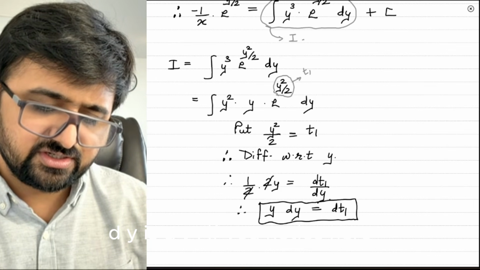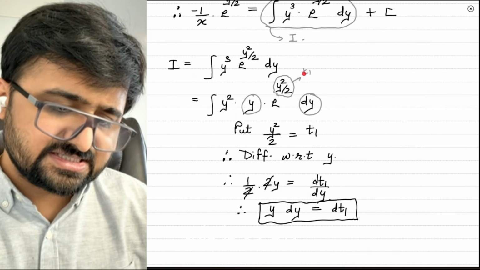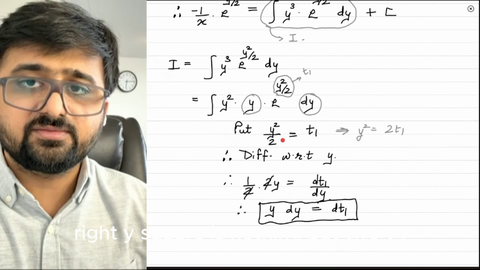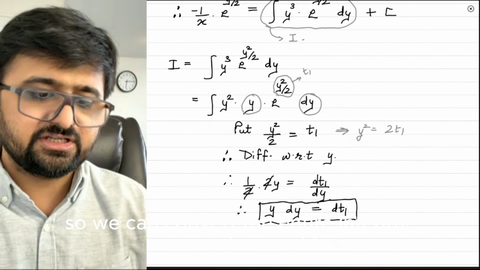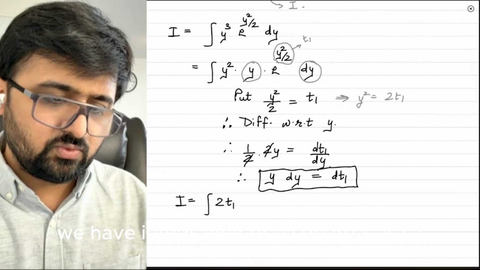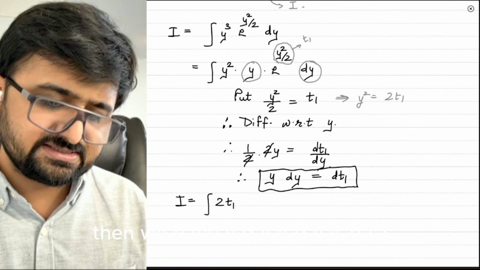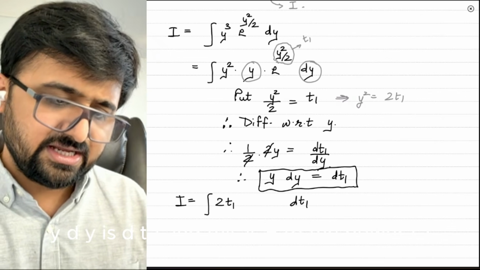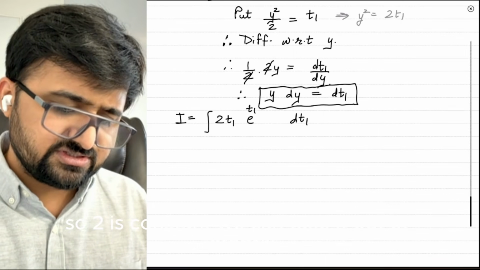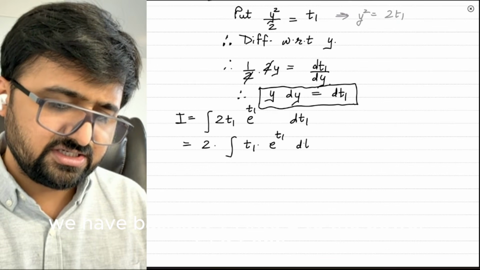Y dy is dt1. If you notice here, this y times dy is dt1. This is t1, okay, and this y square is nothing but 2t1, right? So we can convert the entire integral now in terms of t. So if we convert the entire integral in terms of t, we have integration of y square is 2t1, then we have y dy. Y dy is dt1, and this is e to the power t1. So 2 is constant, we can take it out of integral. We have basically t1 into e to the power t1 dt1.